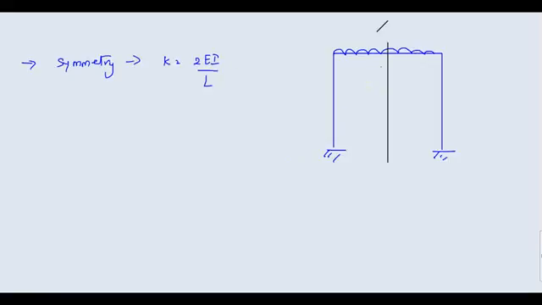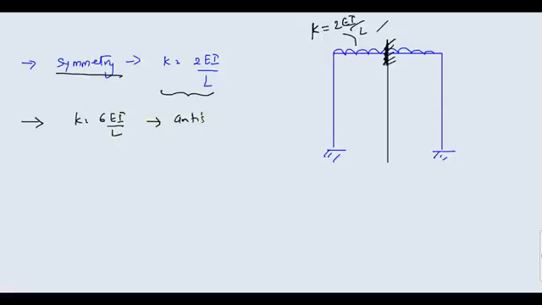So for symmetric frames, what we used to do is cut it here and only solve half of this frame. The stiffness of this common member is equal to 2EI by L. So whenever you are making use of symmetry, where stiffness is equal to 2EI by L, this will shorten your question very much. And your K is equal to 6EI by L if you are making use of anti-symmetry.